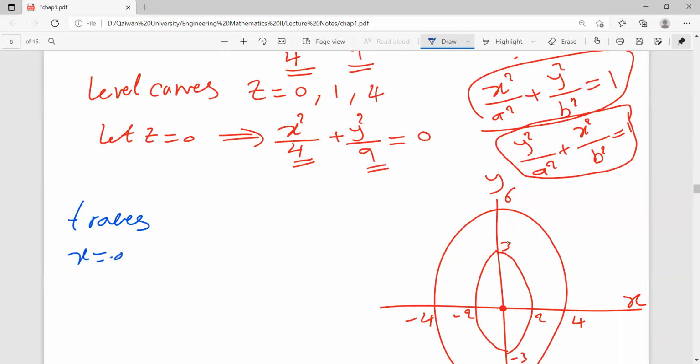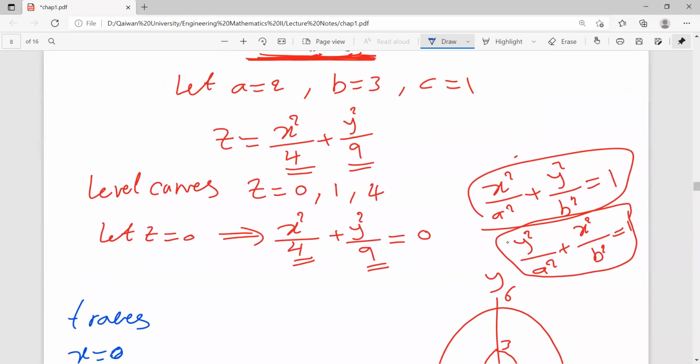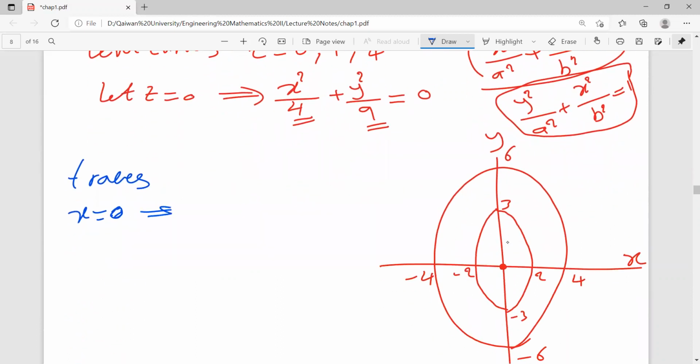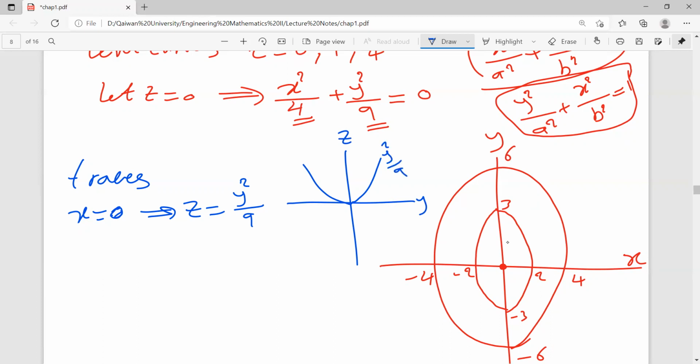Traces, x to be 0. If x is 0, what do we get in this equation? We set x equal to 0, and we get z equals y squared over 9. The graph of this function is a parabola. That's y, this is z. This is the graph of y squared over 9.